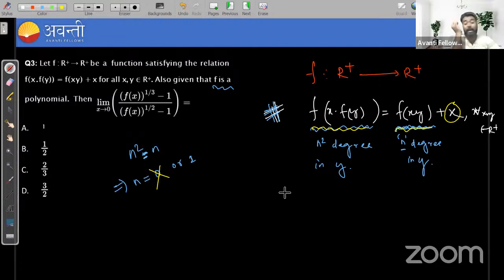If we take n is equal to 1, that means if we are taking the degree as 1, then it must be a linear function. So I am taking, let's say, f of x is equal to ax plus b. This is the linear function of degree 1. So from here we are getting f of x as ax plus b. Can you say what f of y will be?